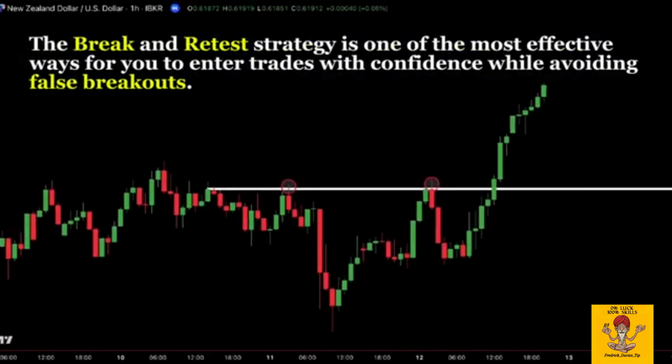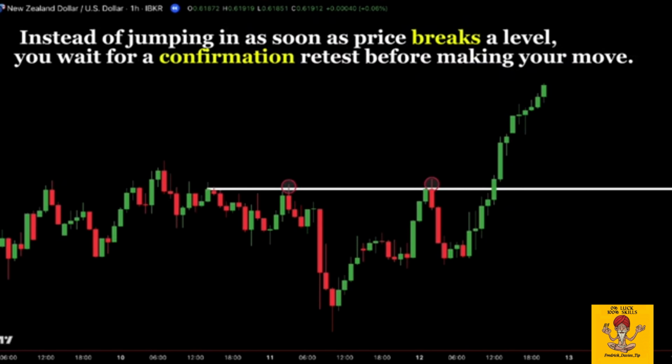Break and retest strategy is one of the most effective ways for you to enter trades with confidence while avoiding false breakouts. Instead of jumping in as soon as price breaks a level, you wait for a confirmation retest before making your move. Here's how you do it.